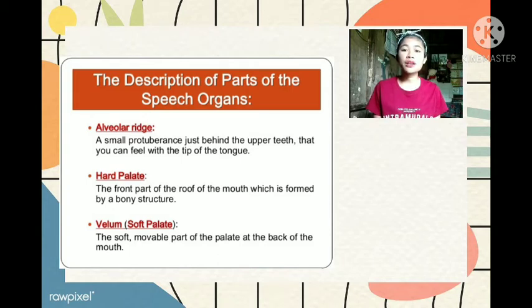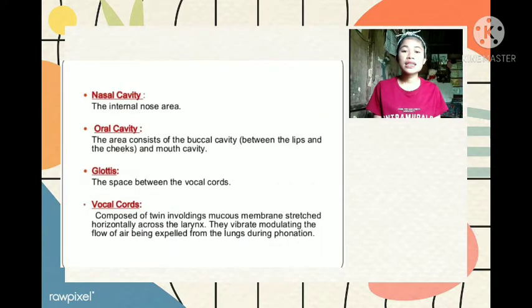First is the alveolar ridge, a small protuberance just behind the upper teeth that you can feel with the tip of the tongue. Hard palate, the front part of the roof of the mouth, which is formed by the bony structure. Velum or soft palate, the soft, movable part of the palate at the back of the mouth. Nasal cavity, the internal nose area. Oral cavity, the area consisting of the vocal cavity between the lips and the cheeks, and the mouth cavity.